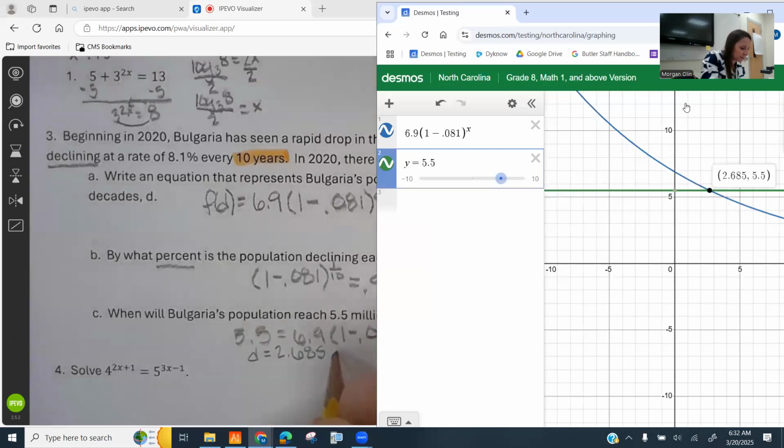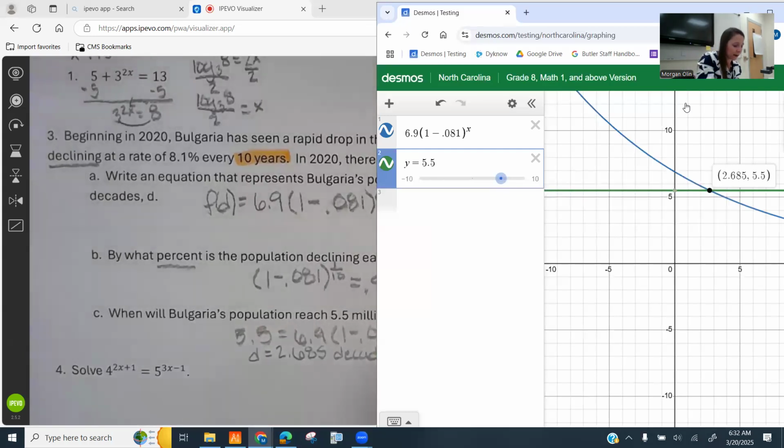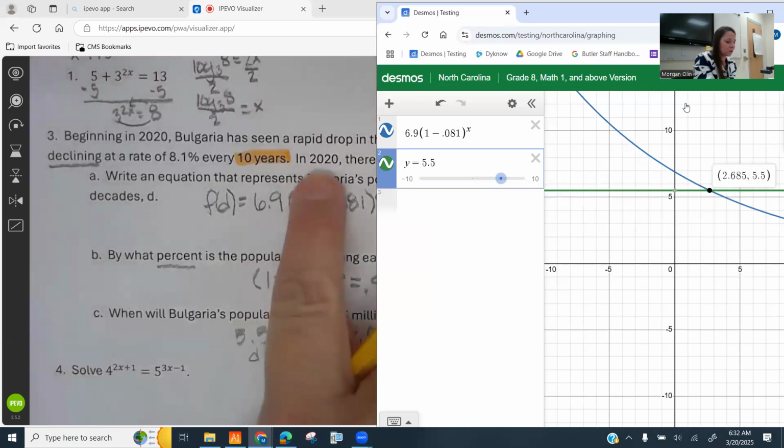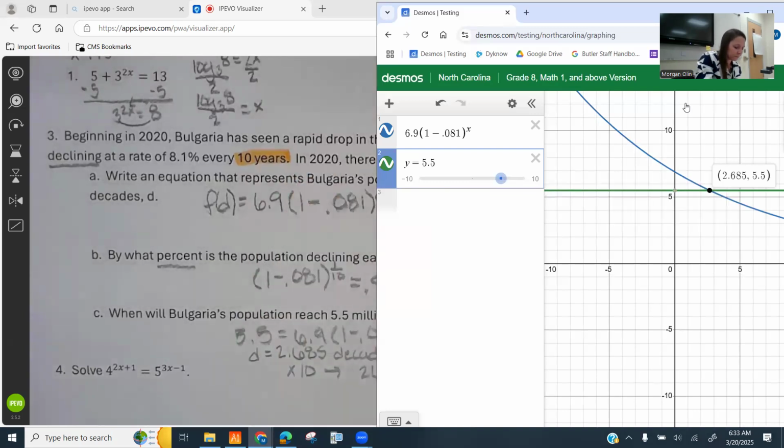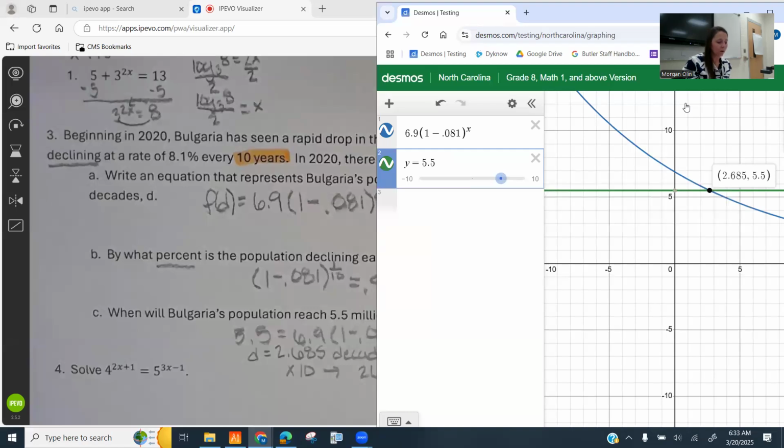Okay, so D equals 2.685. Just remember, this is decades. So here, you need to multiply this by 10. When I multiply this by 10, I get 26.85 years. And what year did it start in? 2020.